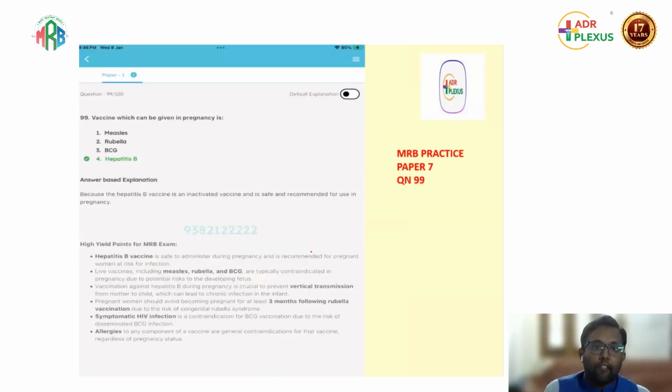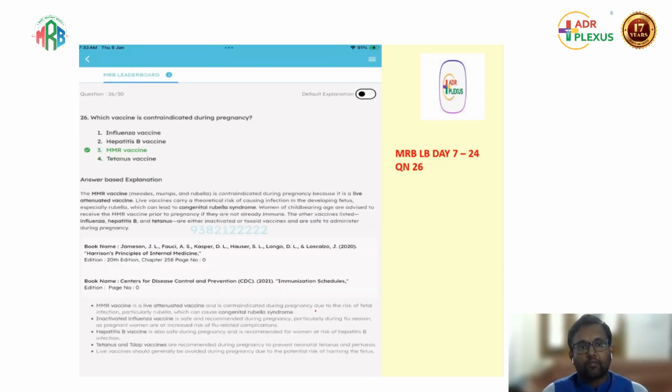This was also given in our MRB practice paper 7, question number 99. We had this. See, live vaccines are contraindicated during pregnancy, because hepatitis B is an inactivated vaccine. It is safe. So all the live vaccines, including measles, rubella, and BCG, are contraindicated in pregnancy. Next question. So we also had the same question in our MRB leaderboard, question number 26. The same content.